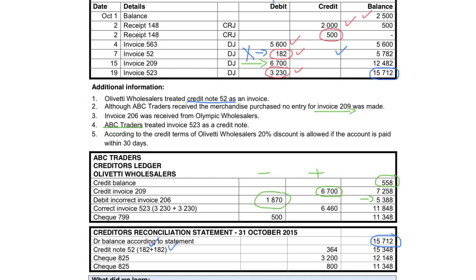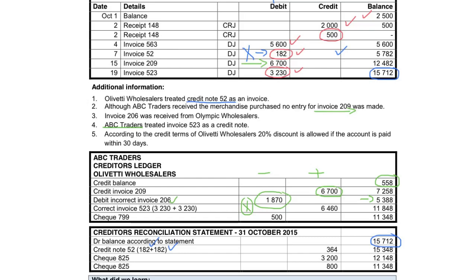The invoice 523 was for 3,230 Rand. They treated it as a credit note, so it means that they recorded it on the debit side of the creditor's ledger. It is supposed to be an invoice, so it's supposed to go on the credit side. So I have to go and correct it twice on the credit side. Once to correct this mistake that I made, so I will put it on the credit side, 3230, to cancel out the entry on the debit side.